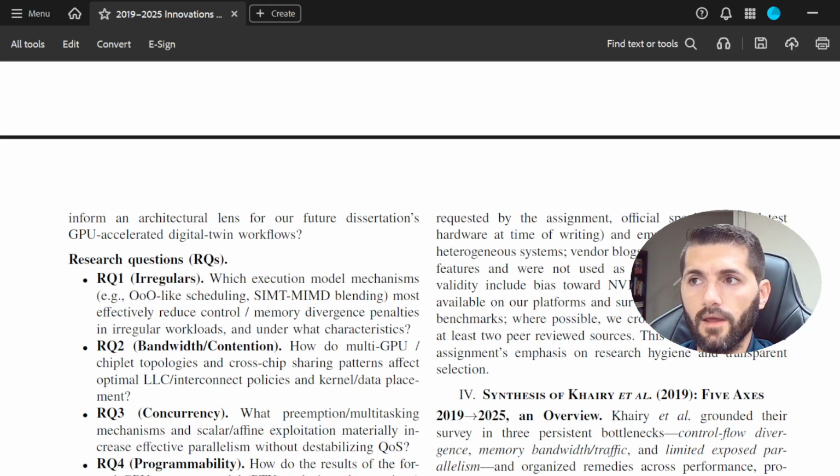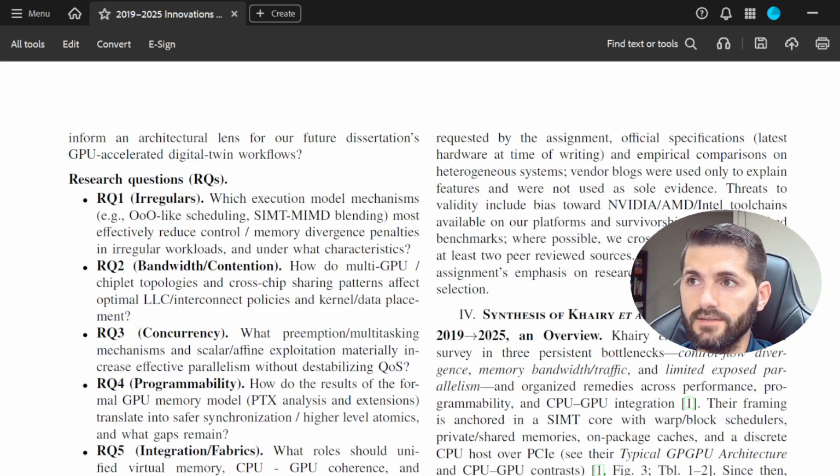So looking at Carey et al.'s work, the 5 axes: there's the persistent bottlenecks that control flow, divergent memory bandwidth traffic, limit exposed parallelism, and there's various organized remedies across performance, programmability, and CPU GPU integration. So their framing, Carey et al.